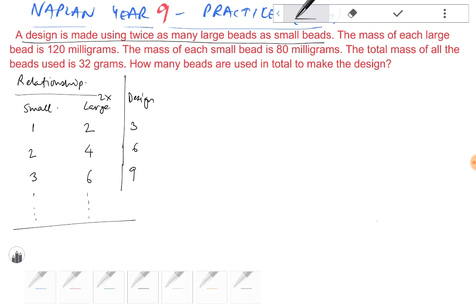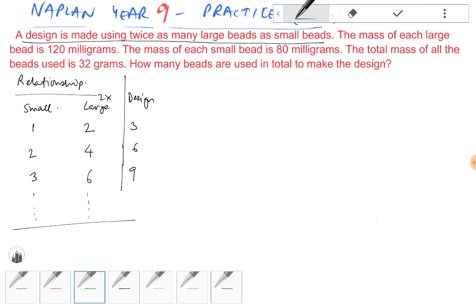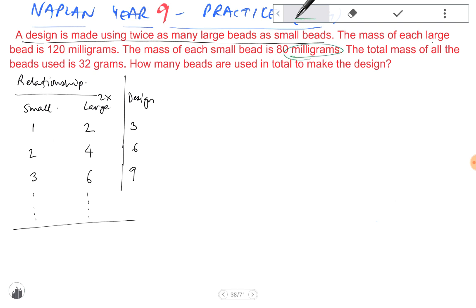the question. The second part of the question is the conversion between milligrams and grams, because we have two different sets of weightages given to us. So if you were to convert milligrams to grams, we will need to divide the milligram value by 1000.